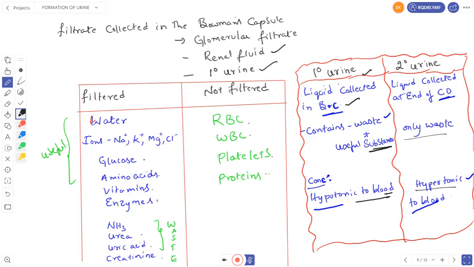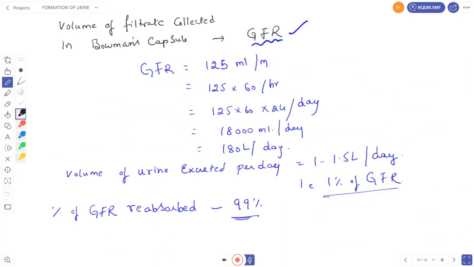Then what is secondary urine? Secondary urine is the liquid collected at the end of the collecting duct. The liquid collected at the end of the collecting duct contains only waste materials and it is hypertonic to blood. Hypertonic to blood means it has a high concentration when compared to the blood. Then what about the volume of filtrate collected in the Bowman's capsule? The volume of filtrate collected in the Bowman's capsule is called glomerular filtration rate, GFR.